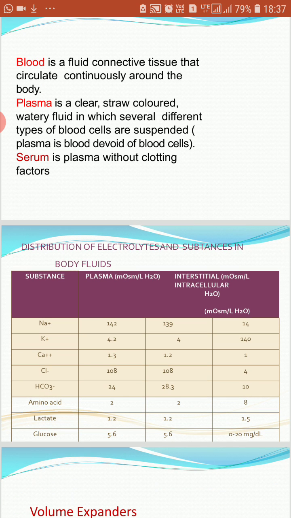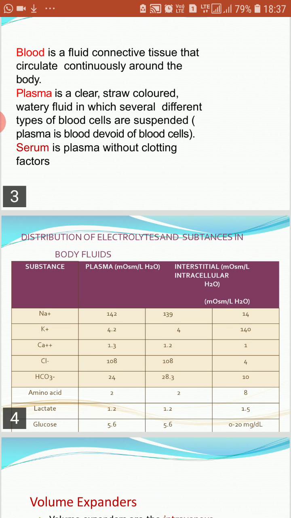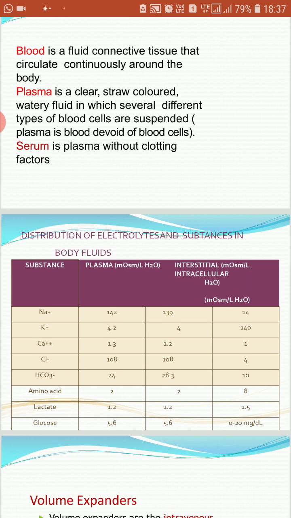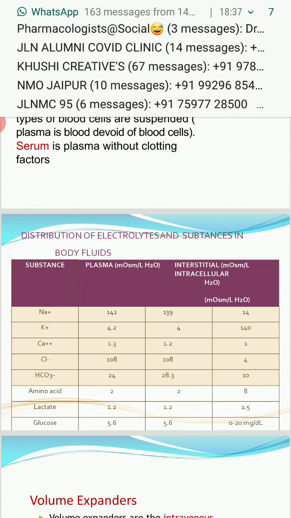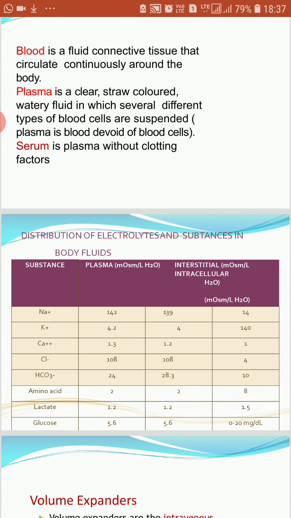Because of the deficiency of clotting factors, serum is not able to coagulate. Now the concentration of different ions in plasma, interstitial fluid and intracellular fluid. Sodium is 142, potassium is 4.2, calcium is 1.3, chloride is 108. These are the levels in the plasma.